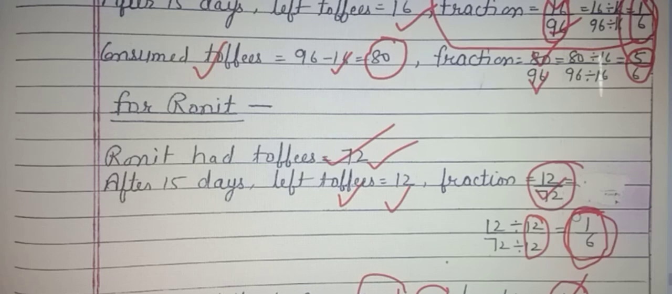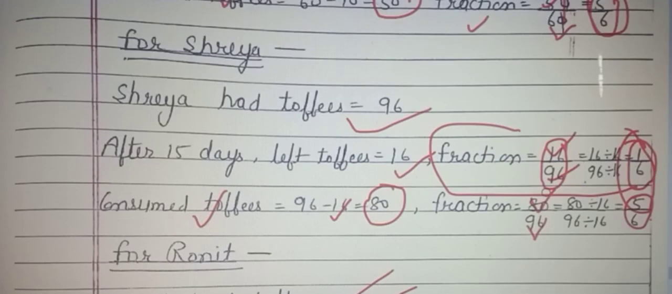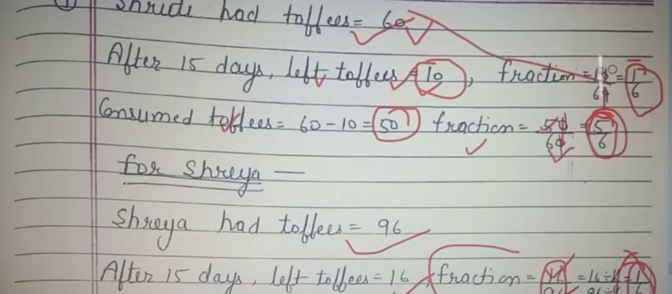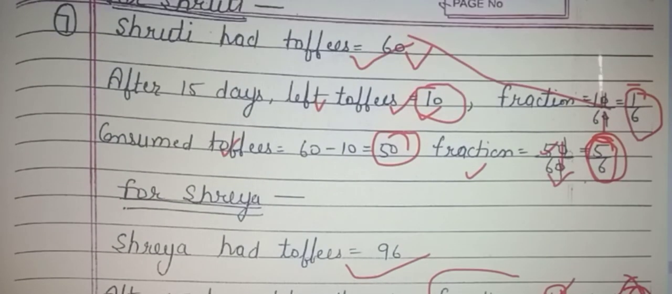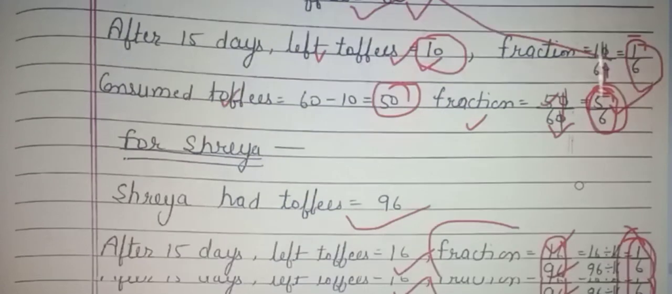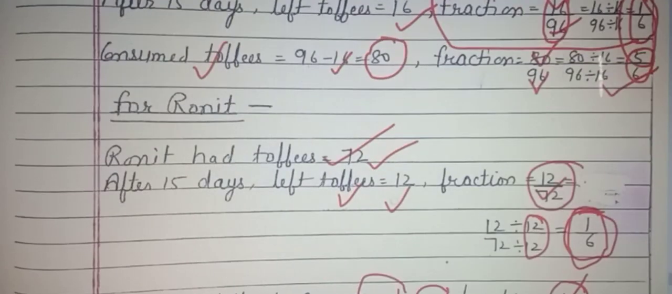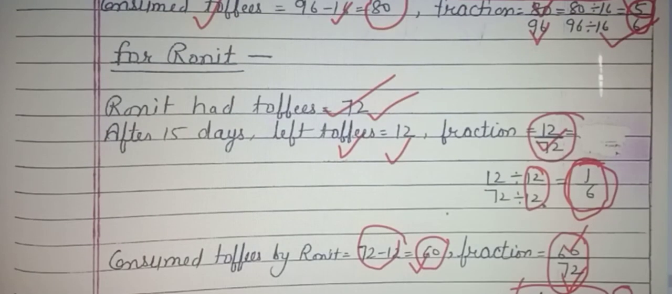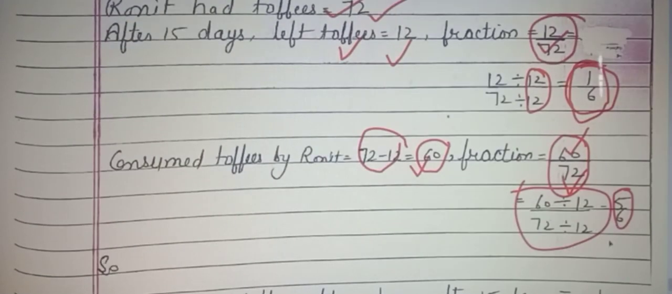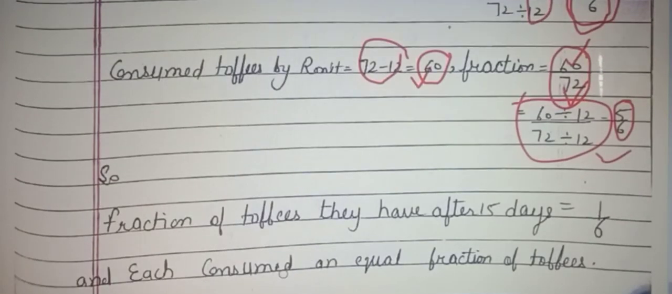And the next question was, check whether they consumed an equal fraction of toffees. So the fraction for the consumed toffees for Shruti is equal to 5 upon 6. And the fraction of consumed toffees for Shreya is also 5 upon 6. And the fraction of consumed toffees by Ronit is also 5 upon 6. So we can say that each consumed an equal fraction of toffees.